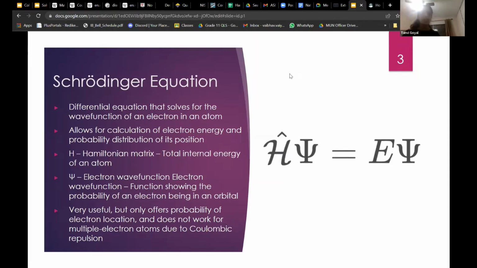So while the equation is very useful, it is found that the equation falls apart when applied to multi-electron elements above hydrogen, where Coulombic repulsions between electrons cause the wave function calculation to be very imprecise.